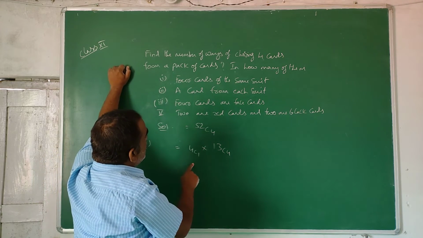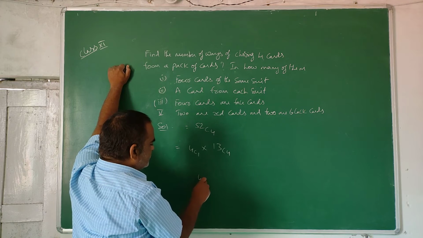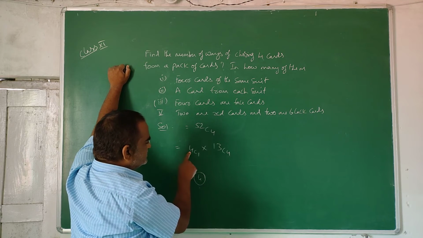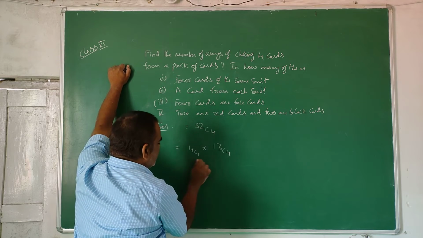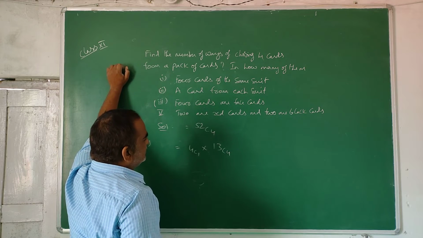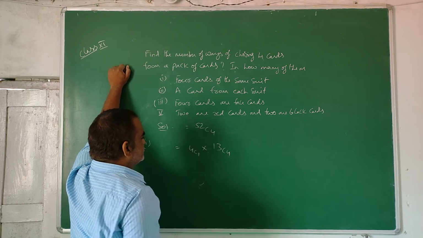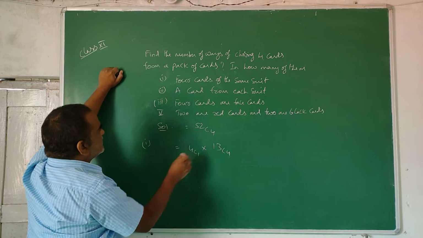So 4 cards must be from the same suit is what it says. There are overall 4 suits. From that, you have to choose 1 suit, which can be done in 4C1 ways, into that selected suit consists of 13 cards. From that, you have to choose 4 cards. So this is the answer for the first question.